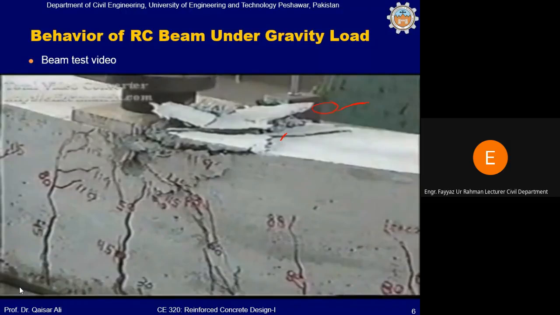So these are the three important conclusions which can be drawn from this video. First of all, cracking of concrete doesn't indicate failure of the beam. Yielding of reinforcement also doesn't indicate the failure of the beam. The beam will be considered as failed when the concrete in the compression zone crushes. Clear?